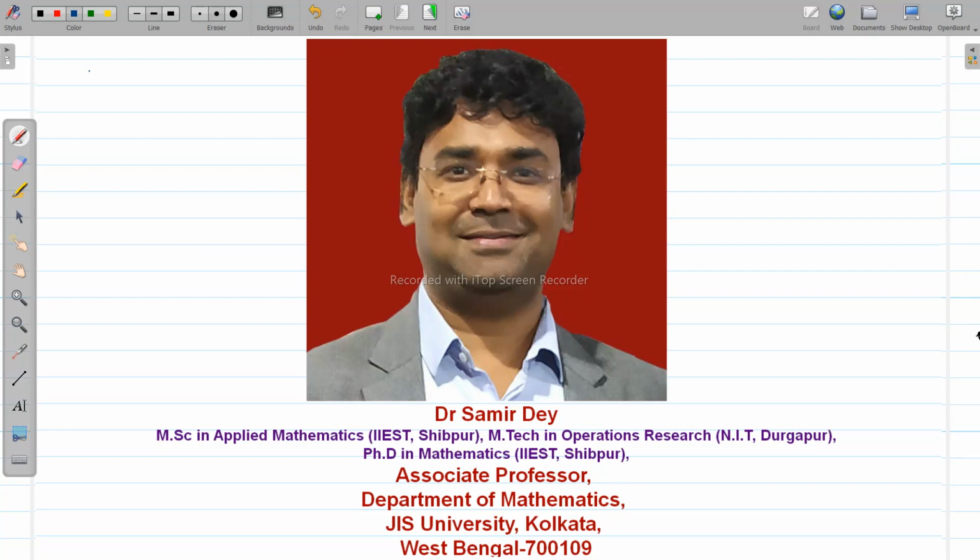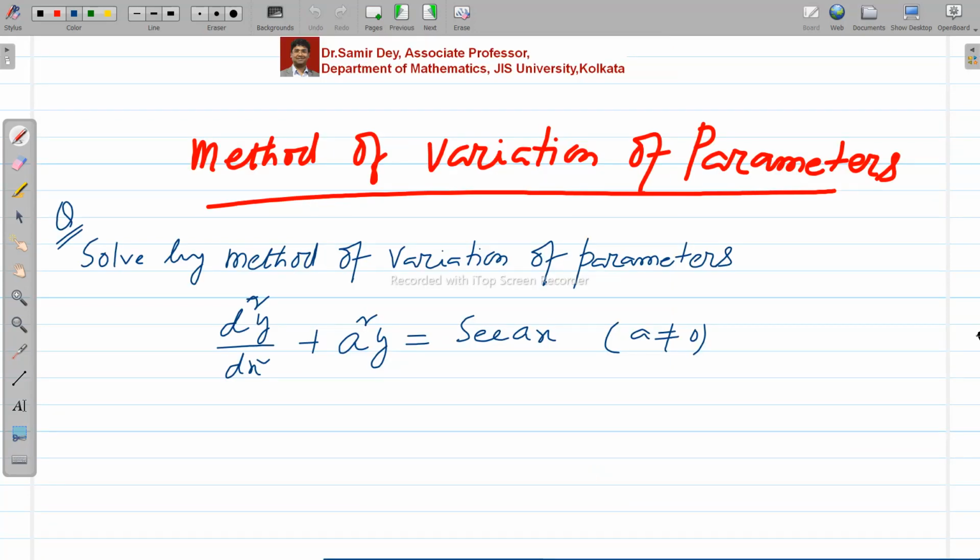Today, I will discuss another most interesting topic, which is the method of variation of parameters. Basically, the method of variation of parameters is used to find the PI of a higher order differential equation with constant coefficients. In the D operator method, you already know how to find PI, but here you will learn how to find PI using the CF, meaning the complementary function.